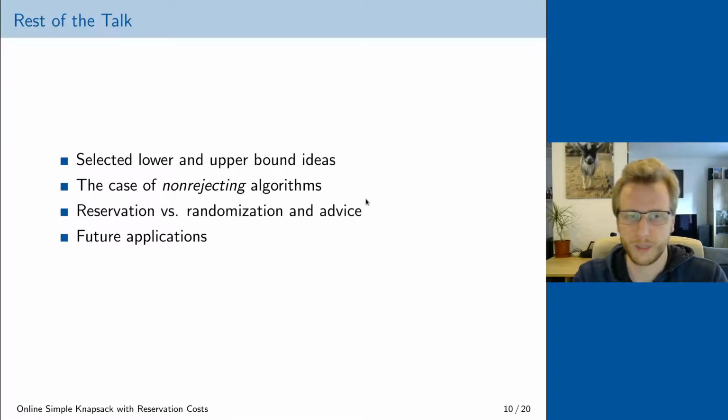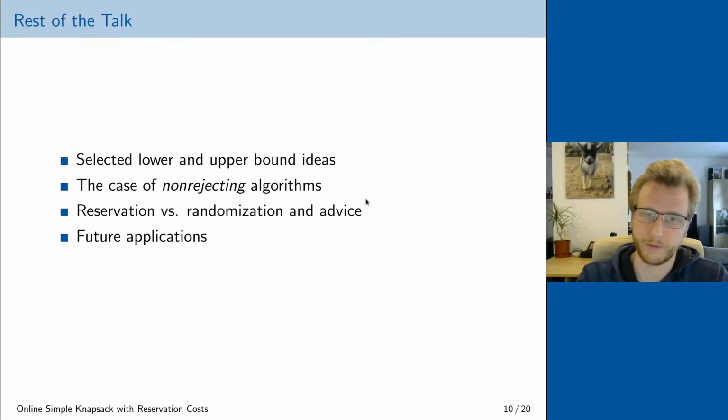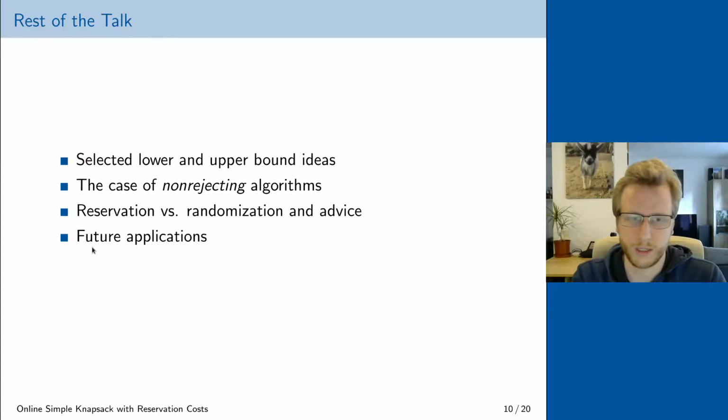Then I will talk a bit about the case of non-rejecting algorithms. I haven't defined these yet. I will do so when we get there. These are interesting because they yield quite an unexpected behavior. They sort of counter an intuition. Then I will quickly go over the scenario of reservation that we have introduced against randomization and advice. Does it help or not if we also have reservation on top of randomization and advice? And then I will quickly talk about possible future applications of our model or related models, and then conclude the talk. So let's start with the lower bound.